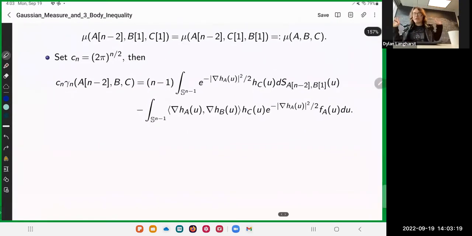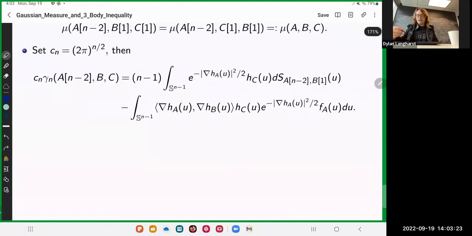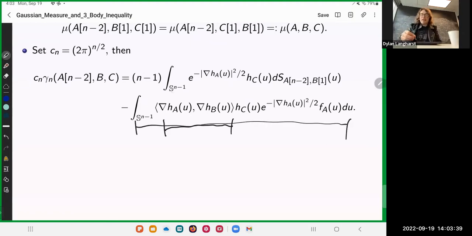So let's see what it looks like for the Gaussian measure. You get this nice pretty thing. You know, the gradient of the density, I use chain rule. You get this extra interplay between the convex bodies, which in practice is really hard to account for. And what's even interesting is that this integral might be bigger in value than this integral. So this mixed measure of n minus 2 copies of A, 1 copy of B, and 1 copy of C could be negative.